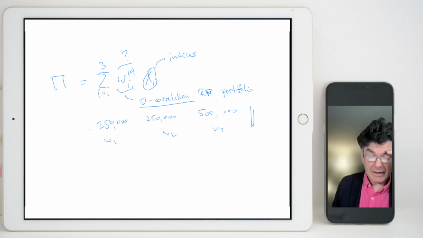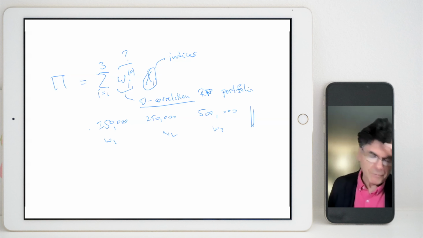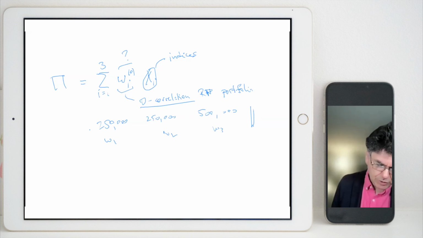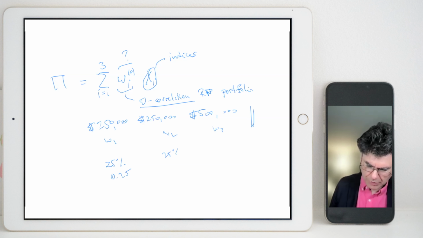Maybe some of you have done this assignment instead of using dollars. These are dollars because I told you have $1 million. Maybe you've used percentages, which is fine. In this case, this would be 25% or 0.25. This will be 25% or 0.25. It will be 50%, that will be 0.5.